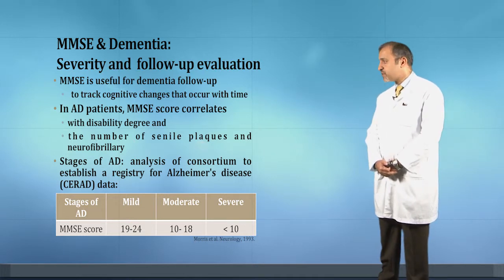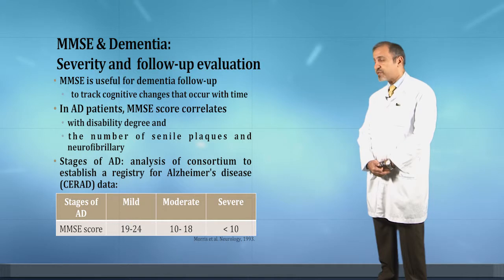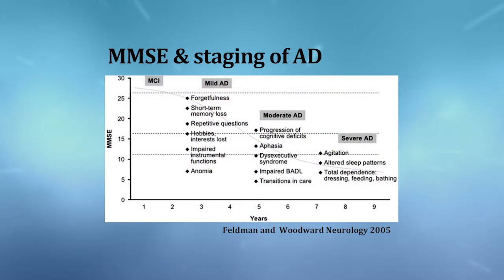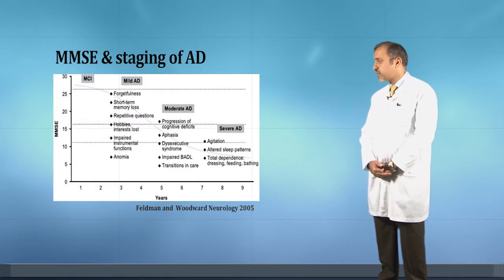In Alzheimer's disease patients, the mini mental status examination score correlates with disability degree and the number of senile plaques and neurofibrillary tangles seen on pathology. On the stages of Alzheimer's disease, analysis of Consortium to Establish a Registry for Alzheimer's Disease data shows mild, moderate, and severe Alzheimer's disease, and the mini mental status examination was highly correlated. You also see that MCI, mild, moderate, and severe Alzheimer's disease have lowering scores on the mini mental status examination.